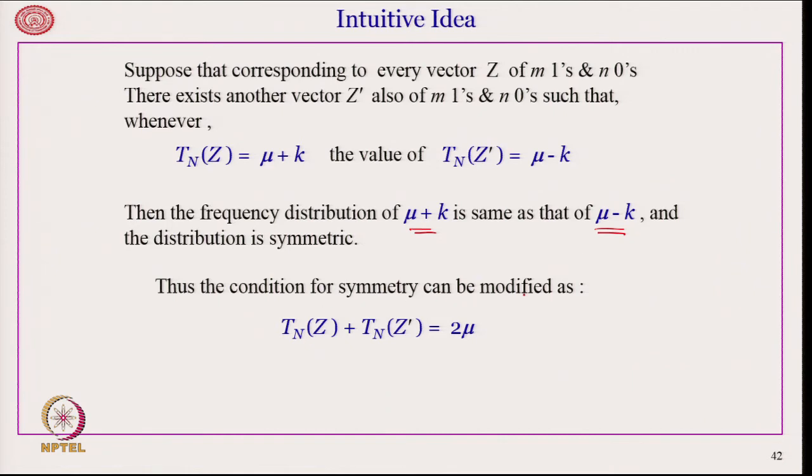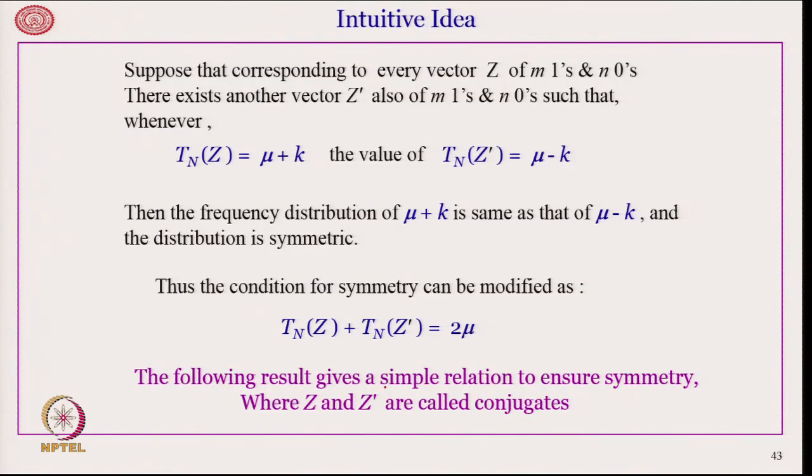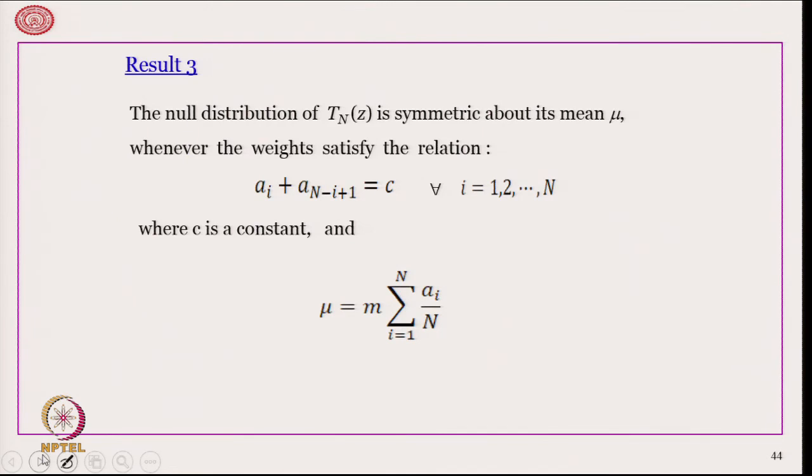Thus, the condition for symmetry can be modified as T_n(z) plus T_n(z prime) is equal to twice mu. So, whenever we get for each z another z prime such that T_n(z) plus T_n(z prime) is equal to twice mu, and that happens for all z, we can say that the distribution of T_n is symmetric. Now, there are several results available for that. So, we are stating some of the results which are simple relations which ensure symmetry, where z and z prime are called conjugates. So, let us go to prove result number 3.